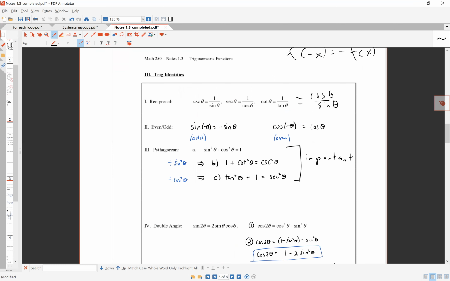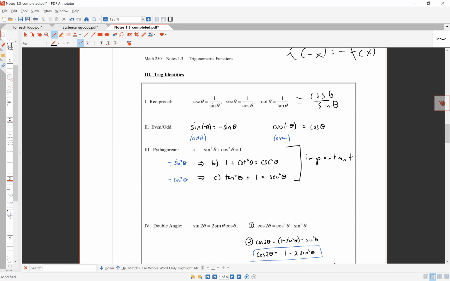Now let's say we divide each side by sine squared. So you'll get 1, and then cosine over sine is cotangent. So what you'd get is 1 plus cotangent squared theta, and 1 over sine is cosecant. So if you divide both sides of that formula A by sine squared, you end up with this other Pythagorean identity: 1 plus cotangent squared theta is cosecant squared theta.